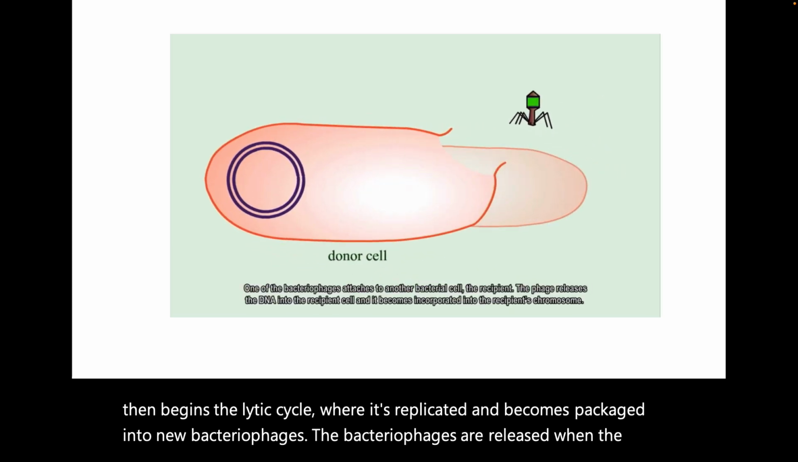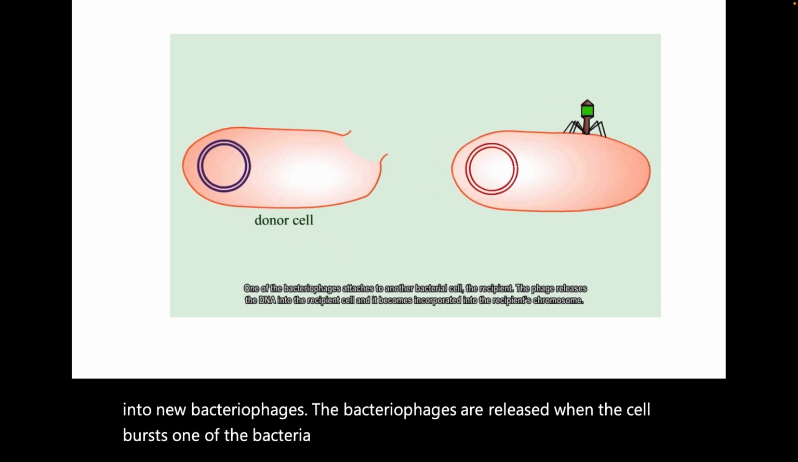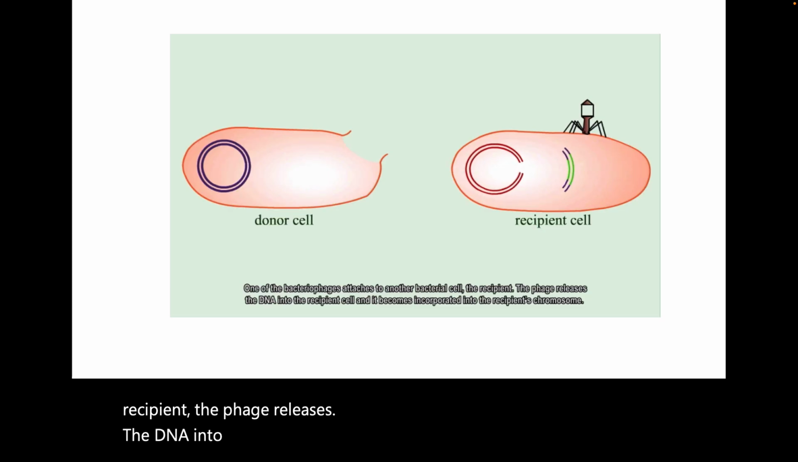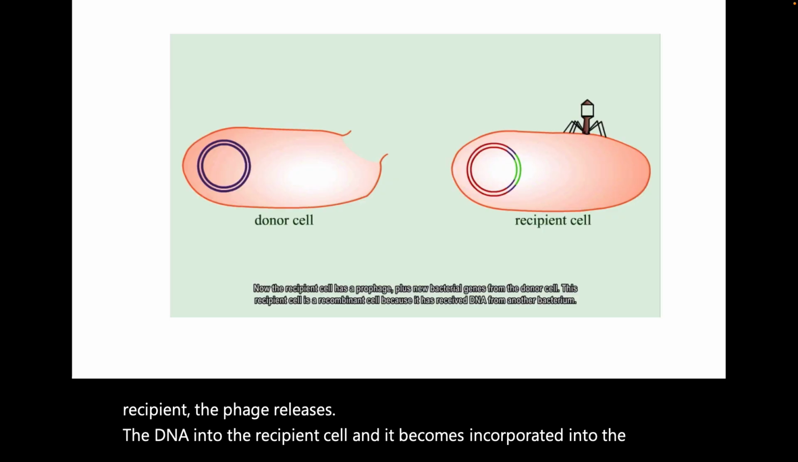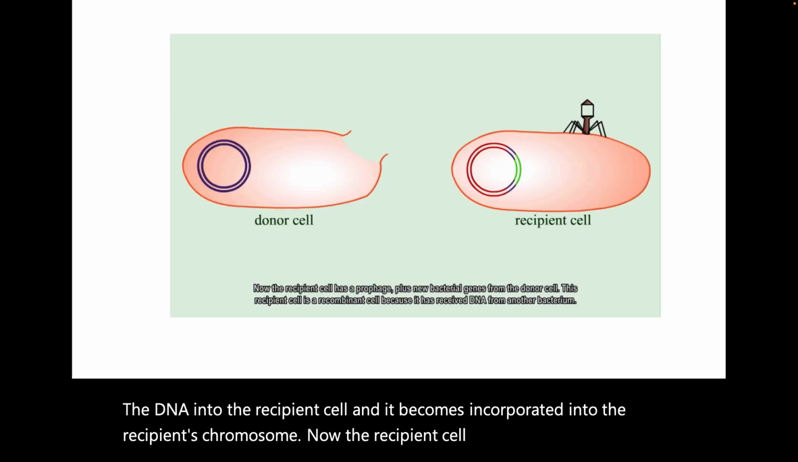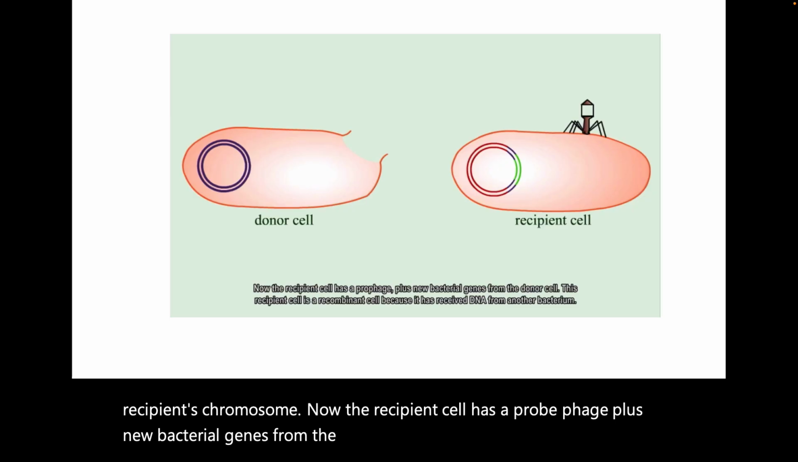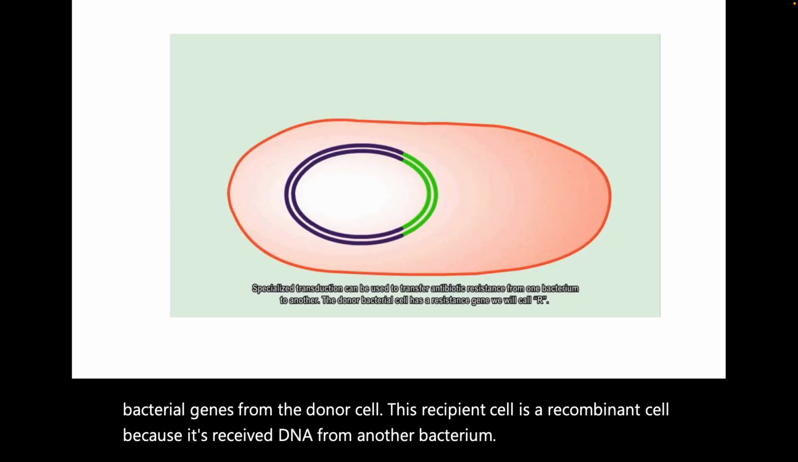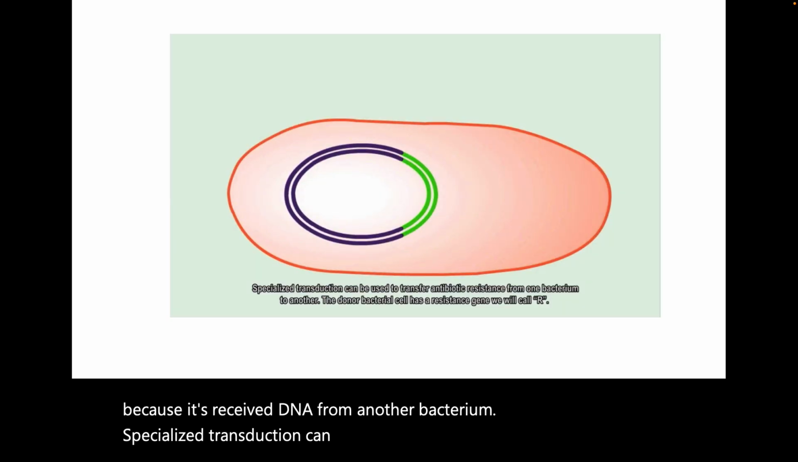One of the bacteriophages attaches to another bacterial cell, the recipient. The phage releases the DNA into the recipient cell, and it becomes incorporated into the recipient's chromosome. Now the recipient cell has a prophage plus new bacterial genes from the donor cell. This recipient cell is a recombinant cell because it's received DNA from another bacterium. Specialized transduction can be used to transfer antibiotic resistance from one bacterium to another.